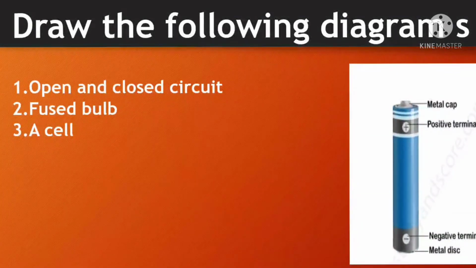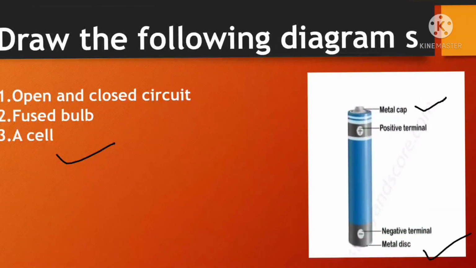Come to the next one. Now come to the diagrams. First one, very important. This is your metal cap. This is a diagram of a cell, a typical cell, pencil cell, very common. It has a metal cap and it has a metal disc. Always remember, metal cap is positive, metal disc is negative. If you want to draw, please draw from this video. Fine. And it is mentioned here, it is a positive terminal and it is a negative terminal.